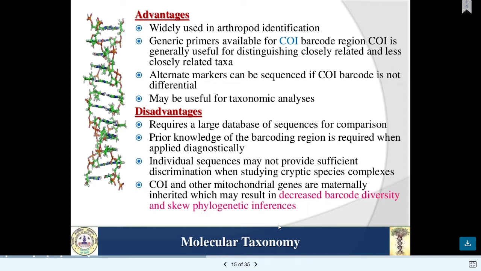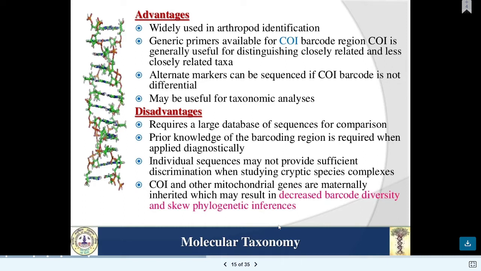Alternate markers can be sequenced if the cytochrome oxidase 1 barcode is not differential or not preferable. Take the example of 16S rRNA or 12S rRNA. Likewise, we use 16S rRNA in microorganisms. We generally use 12S rRNA and 18S rRNA in arthropod species.